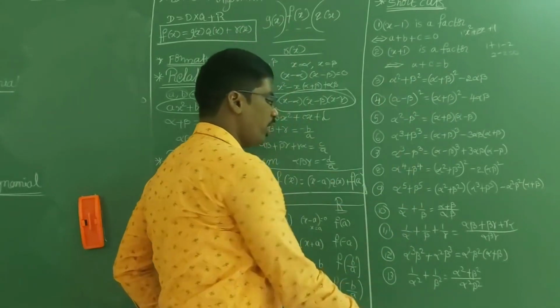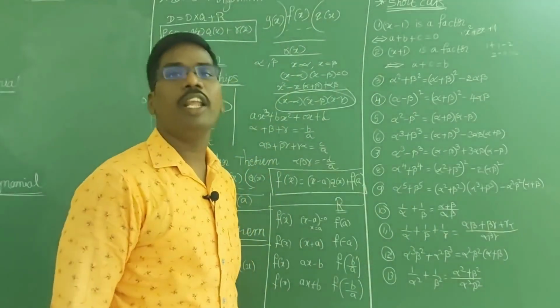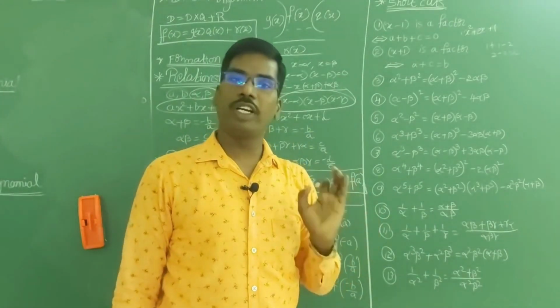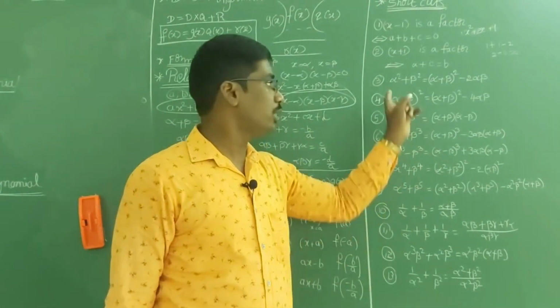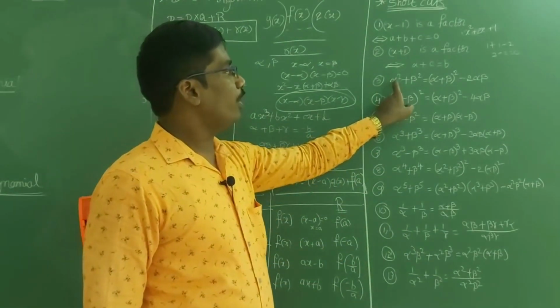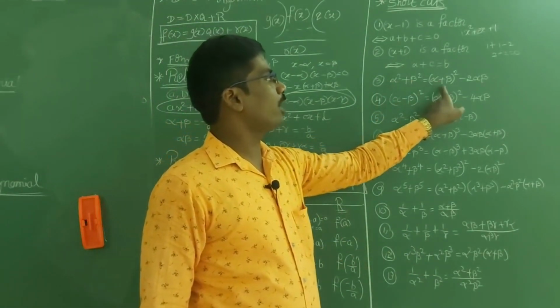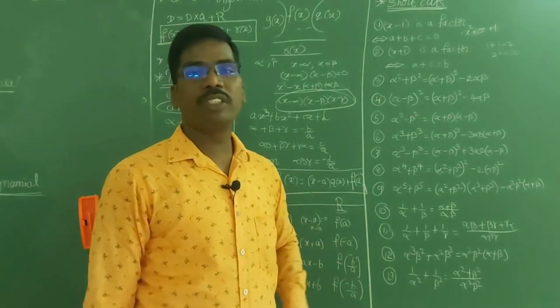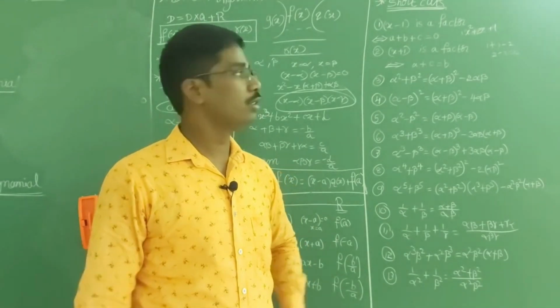Now these are the very important formulas. Definitely in this chapter, one bit definitely comes. Definitely they will give one bit from these important formulas or important shortcuts. Now see here, alpha square plus beta square is equal to alpha plus beta whole square minus 2 alpha beta, that's nothing but a square plus b square equal to a plus b whole square minus 2ab.